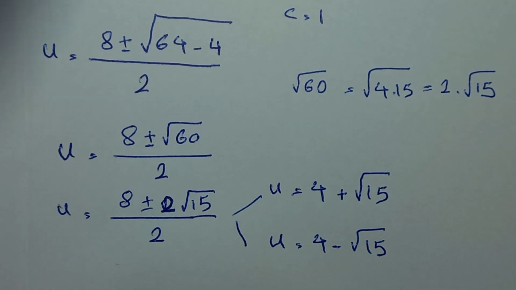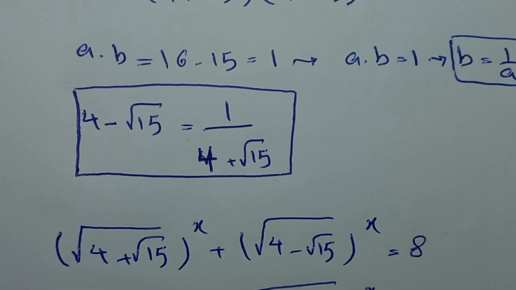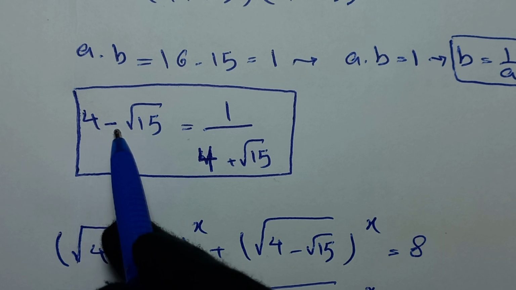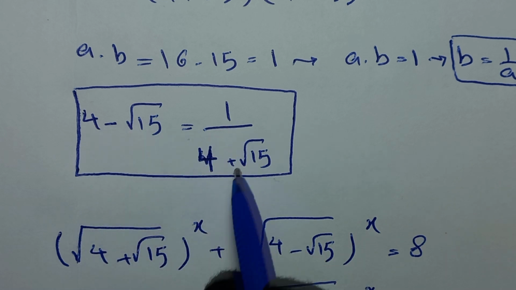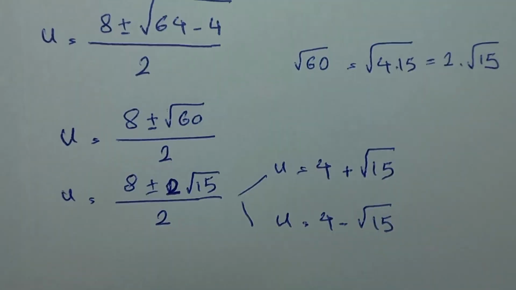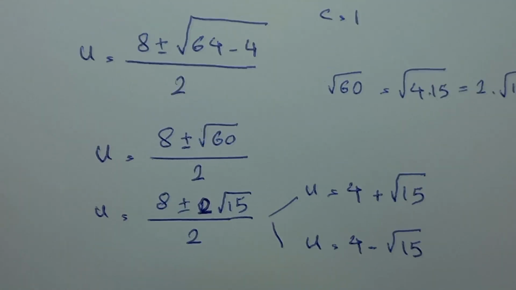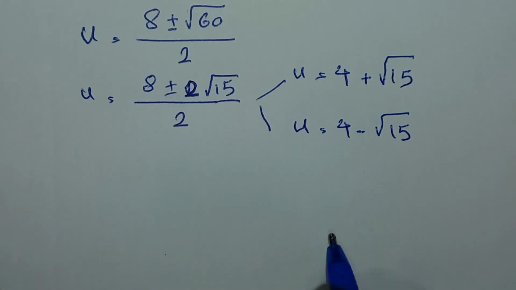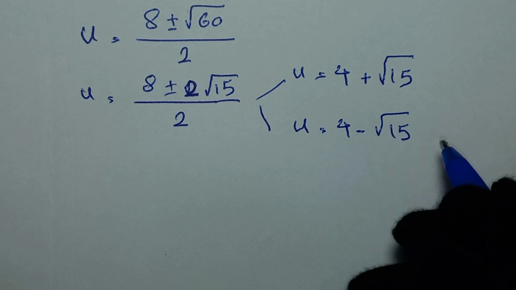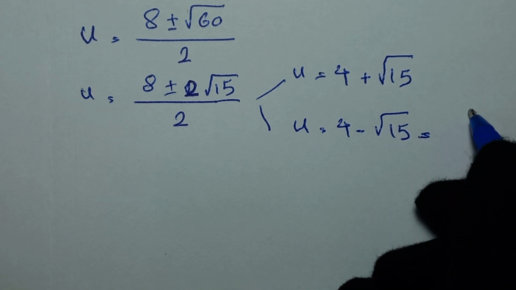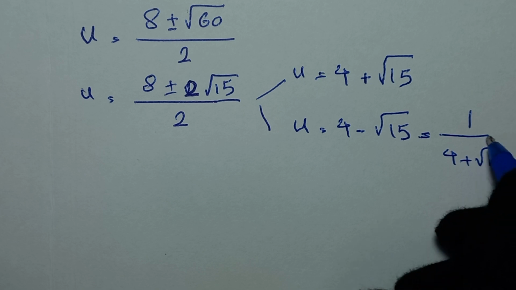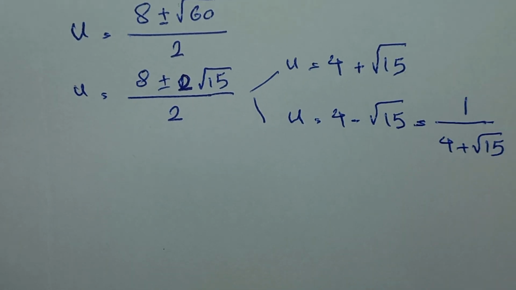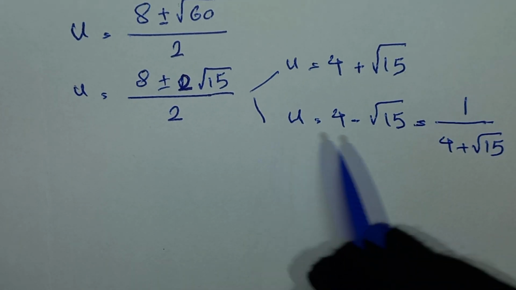So from here, 4 minus square root of 15 is equal to 1 over 4 plus square root of 15. So we write this: 4 minus square root of 15 is equal to 1 over 4 plus square root of 15. Okay? So we find two values for u.